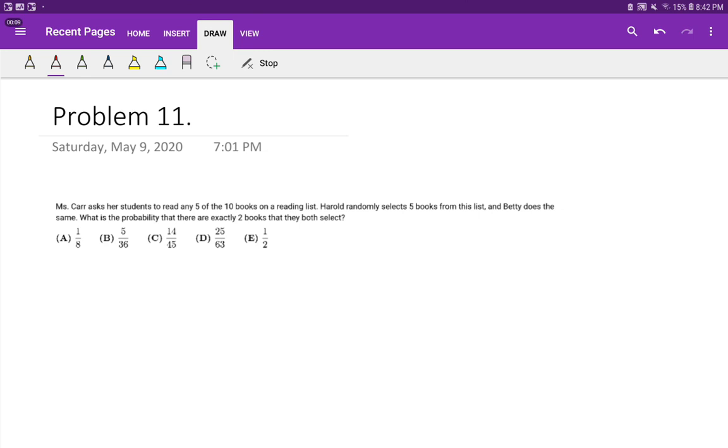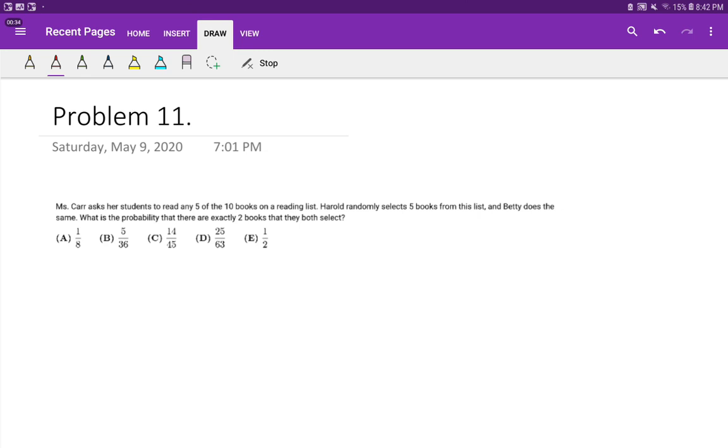Today, we will be covering problem number 11 of the 2020 AMC 10B. The problem reads, Miss Carr asks her students to read any 5 of the 10 books on a reading list. Harold randomly selects 5 books from this list, and Betty does the same. What is the probability that there are exactly 2 books that they both select?